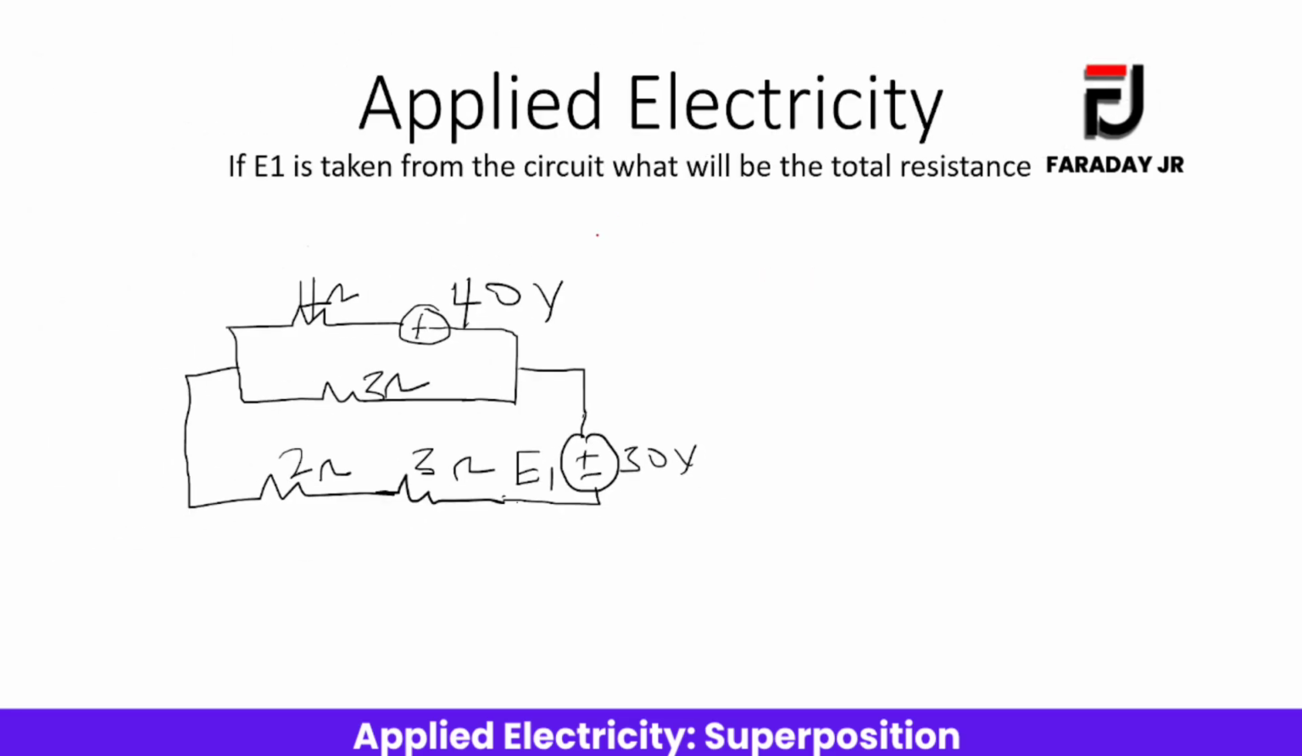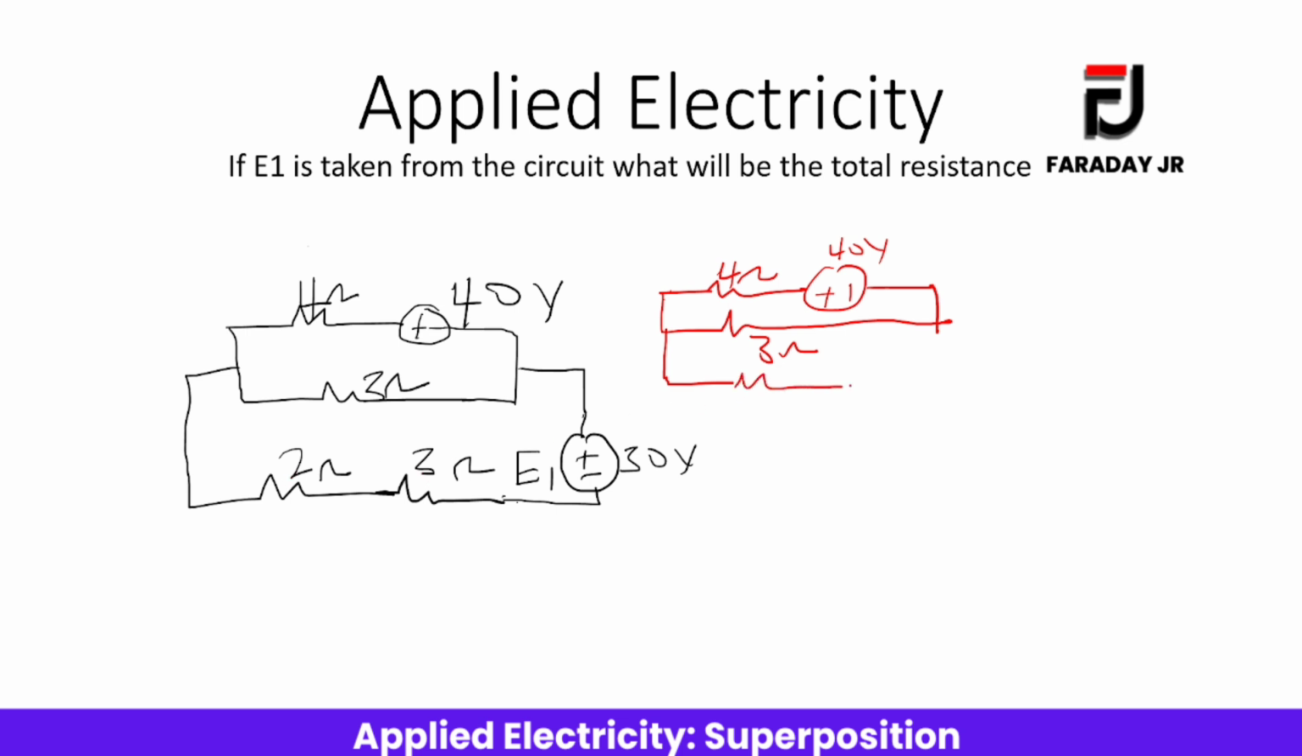And our superposition. Once the superposition is structured in this form, the question states that if V1 is taken from the circuit, what will be the total resistance? So it means that our resultant circuit will now be: we have our 4 ohms here, our 40 volts here, and then we have our resistances. We have that of the 3 ohms here, and then finally, don't forget that these two resistances are in series. We have that of the 2 ohms and then the 3 ohms.